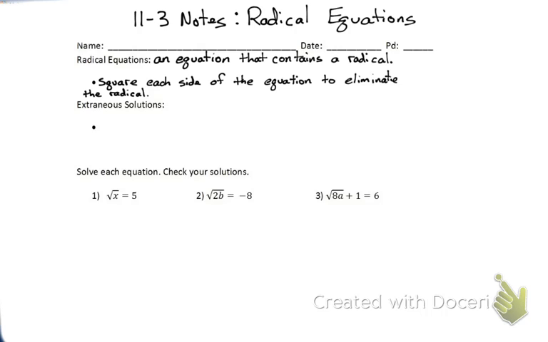Alright, next definition, extraneous solutions. An extraneous solution is simply a solution to the original equation that does not work. So in other words, you're going to get some answers here that are not actually answers to the problem.